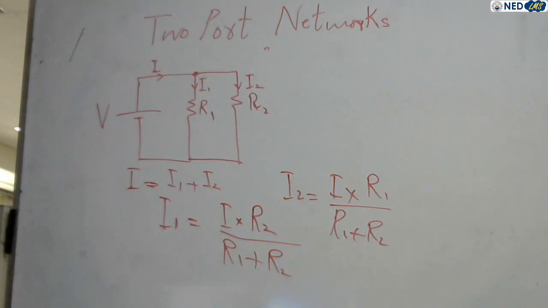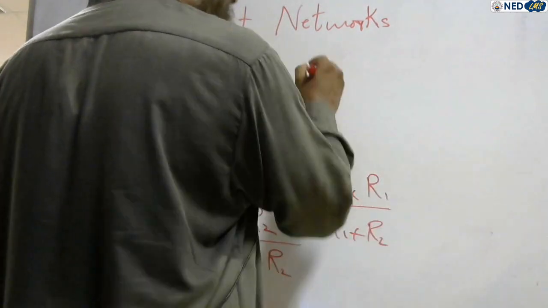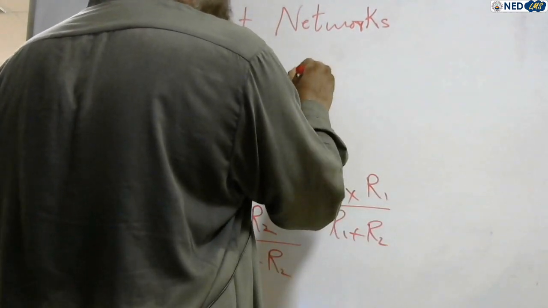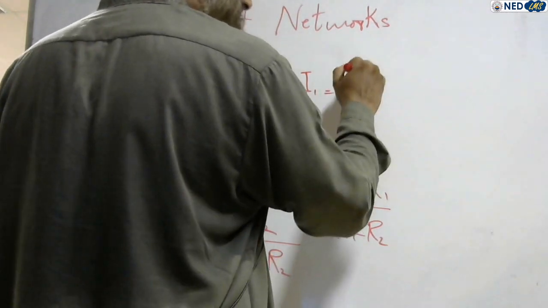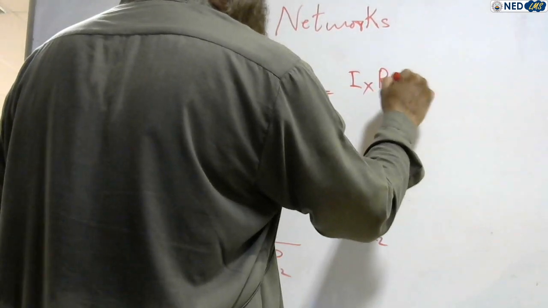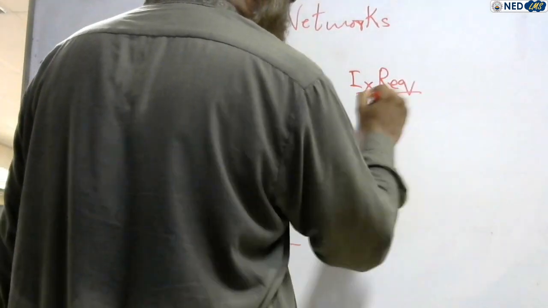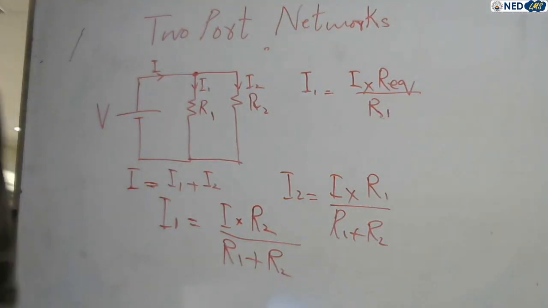Okay, again we want to generalize this formula for the nth branch current. Before that, we must know the general formula for current division. The general formula for current division is: I1 equals the total current multiplied by the equivalent resistance over the resistance of that branch for which we want to calculate the current, that is R1.